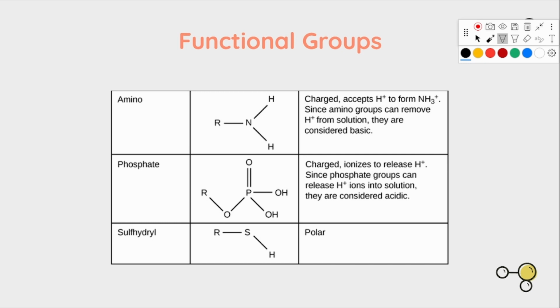Next, we have the phosphate group. Phosphate groups are composed of a phosphorus atom bonded to 4 oxygen atoms with 3 single bonds and 1 double bond. Phosphate groups ionize to release hydrogen ions into solution, thus making them acidic. Finally, we have the sulfhydryl functional group, which is composed of a sulfur atom bonded to a hydrogen atom. This functional group has the property of being polar.